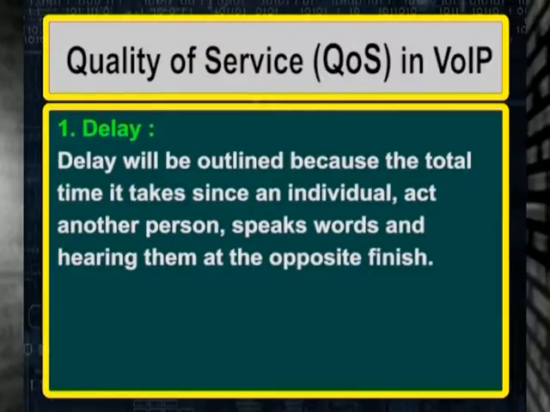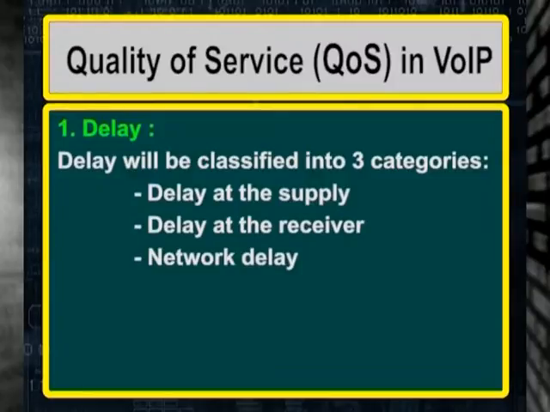Delay. Delay can be defined as the total time it takes since a person contacts another person, speaks words and hearing them at the opposite end. Delay can be classified into three categories: delay at the source, delay at the receiver and network delay.